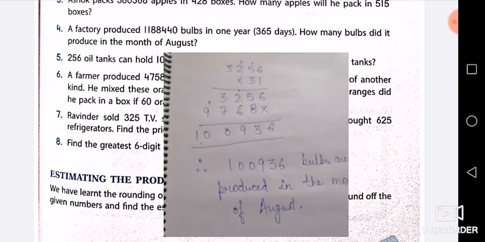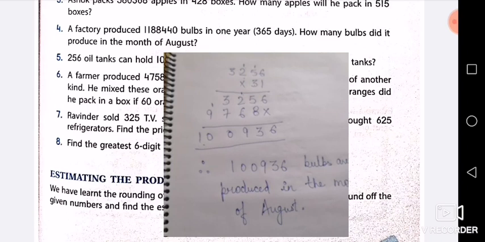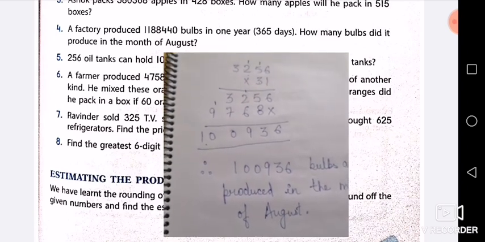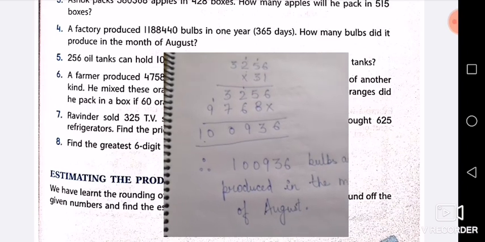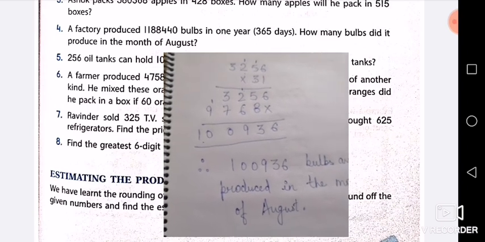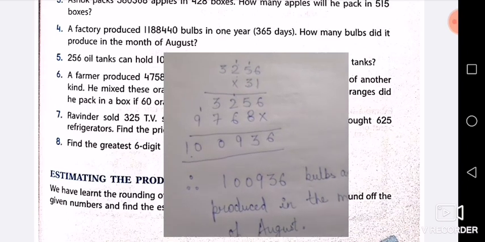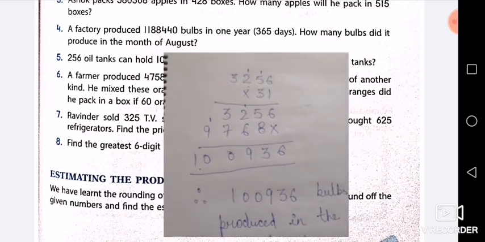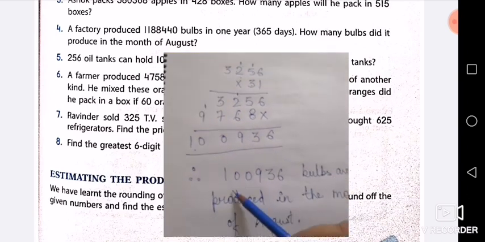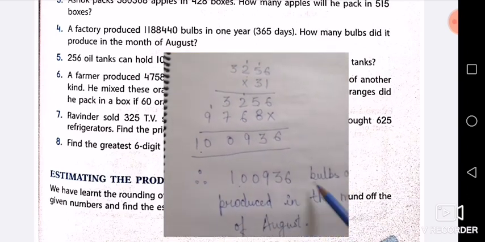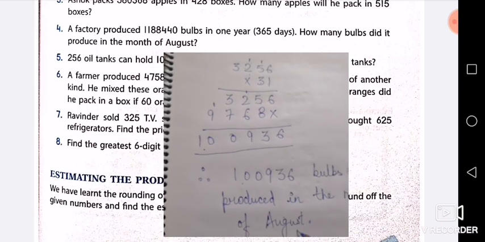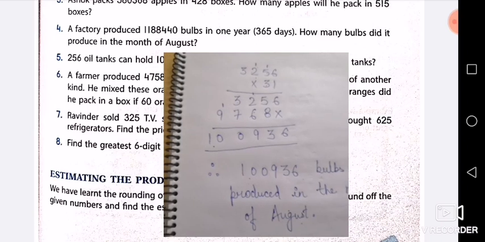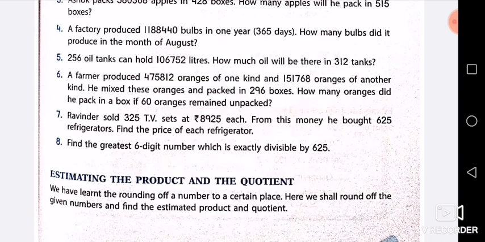I hope this question is clear. What we have done in the question: first we found the number of bulbs produced in one day by division, then the number of bulbs produced in one day, which is 3,256, is multiplied by 31, because you have to find how many bulbs were produced in August. I hope this question is clear. Okay. So, let's move to the next question, that is question number 5.